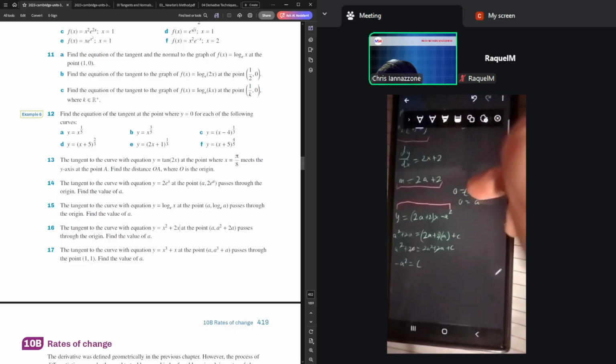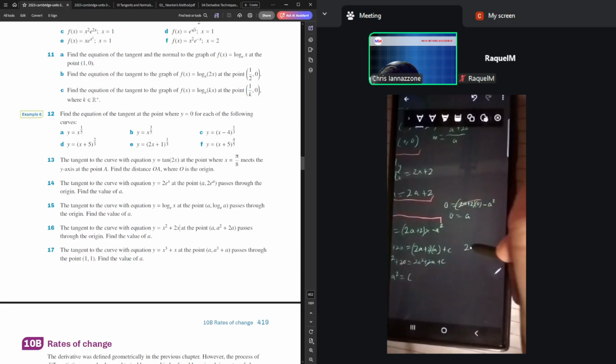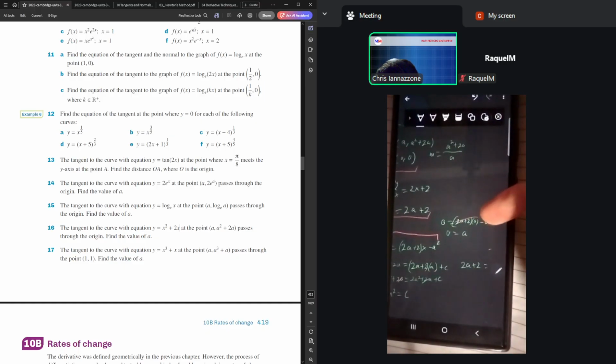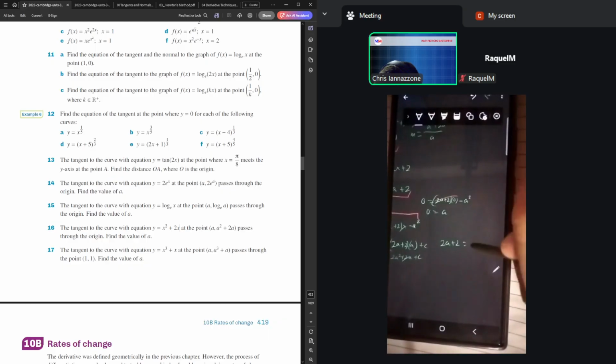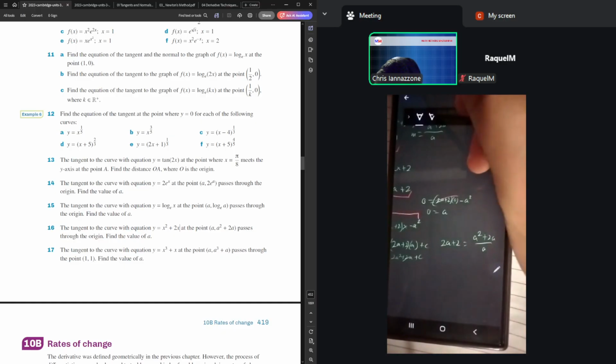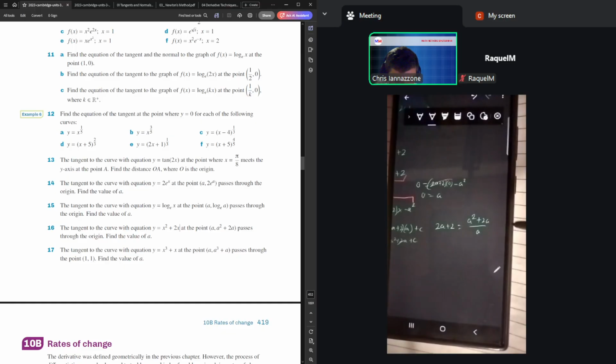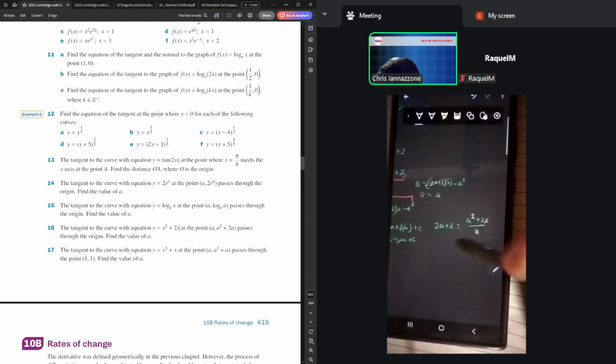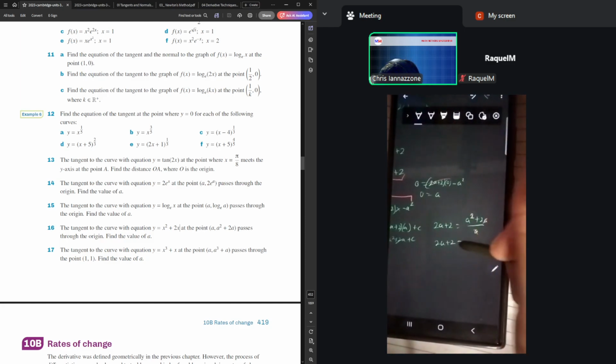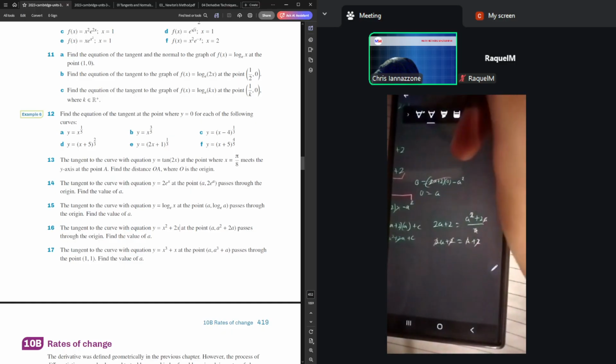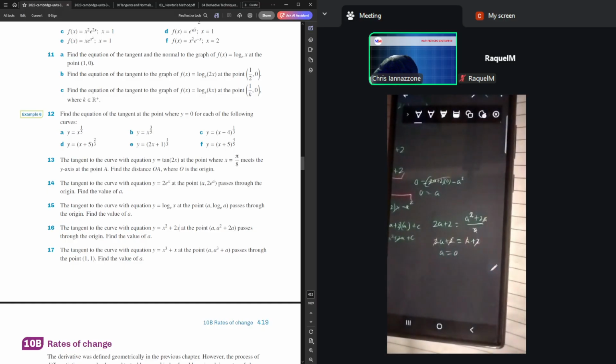Let's do that down here. So 2a plus 2, that's that expression for gradient, is equal to that expression for gradient, a squared plus 2a over a. One thing I also neglected to see was that a is a common factor of all these things. So it cancels, cancels, cancels. You're left with 2a plus 2 is equal to a plus 2. Cancels, cancels. And once again, another way of getting to a equals 0.